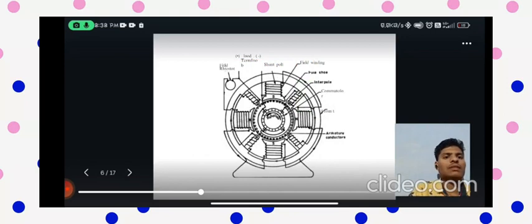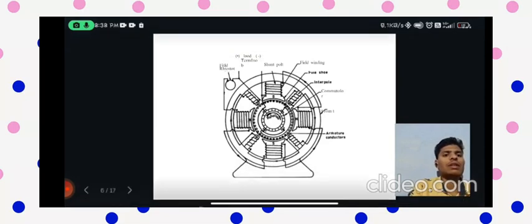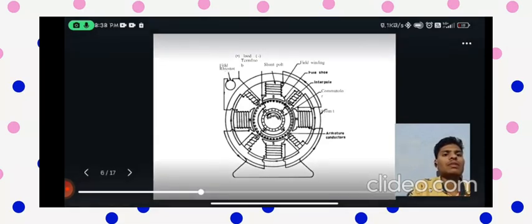Here is a diagram of a DC motor. Here the center part is the rotor and the outer part is the stator. The stator remains constant and the rotor rotates. You can clearly see the sun poles, interpole, commutator, armature winding, field winding.